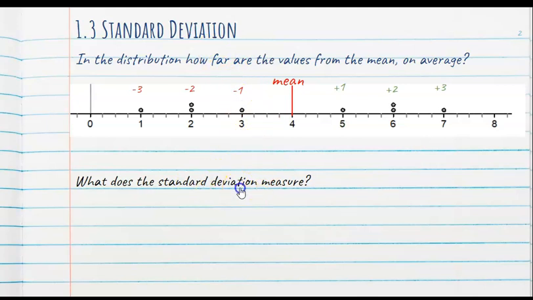And so what standard deviation measures is the typical distance from the mean. It's a distance. It can't be negative. It has to be positive because we measure distances in positive values.